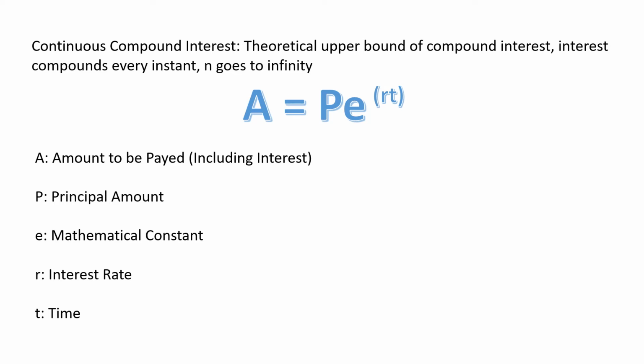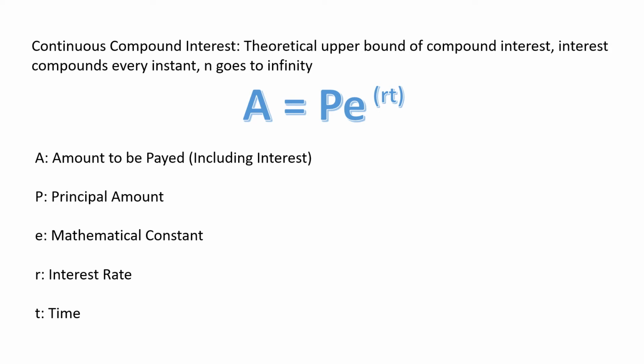So I have the equation here, and I'm going to go ahead and define these variables for you. A equals the amount to be paid, and what A in the equation equals is the principal amount times e, which is Euler's number. It's a mathematical constant, and it's roughly equal to 2.718. So if you don't have e on your calculator, just use 2.718 here for it.